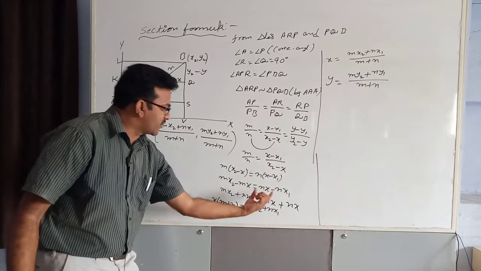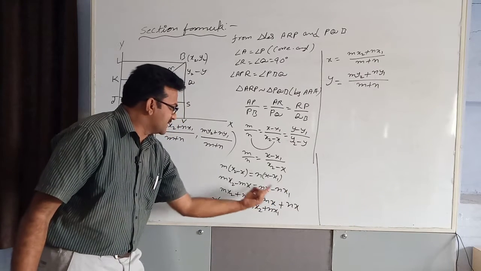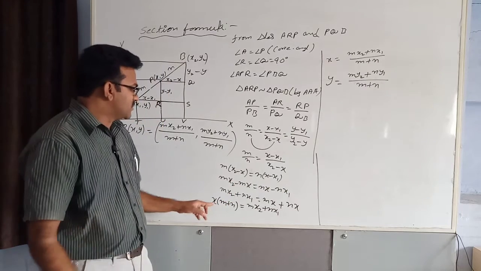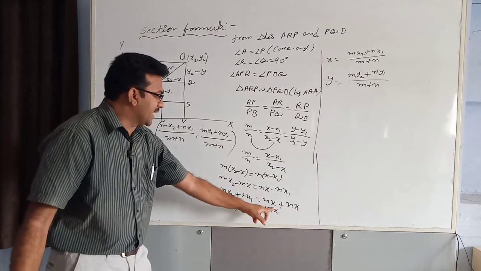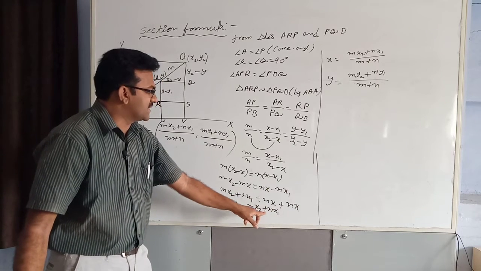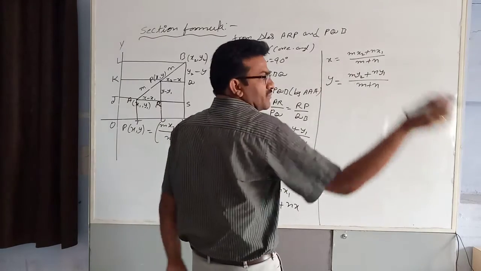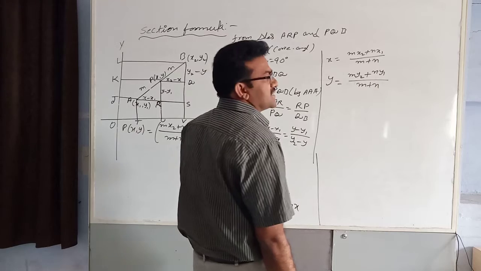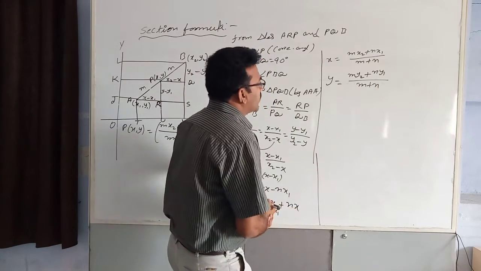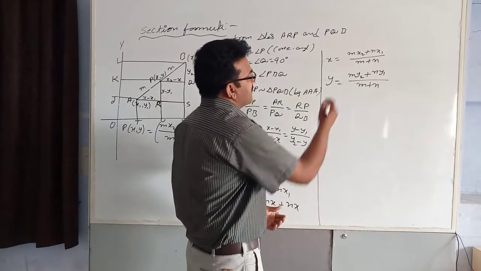So finally, we are going to transpose minus nx1 to this side and minus mx to that side. So here we take x common, then we get x into m plus n is equal to mx2 plus nx1. So finally, x is equal to mx2 plus nx1 by m plus n. Similarly, we are going to prove y equal to my2 plus ny1 by m plus n.